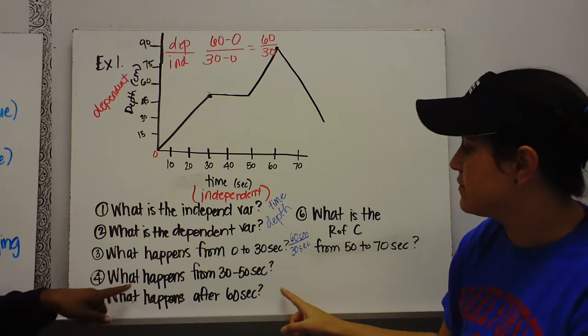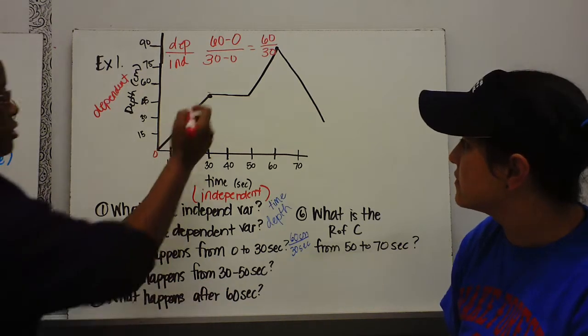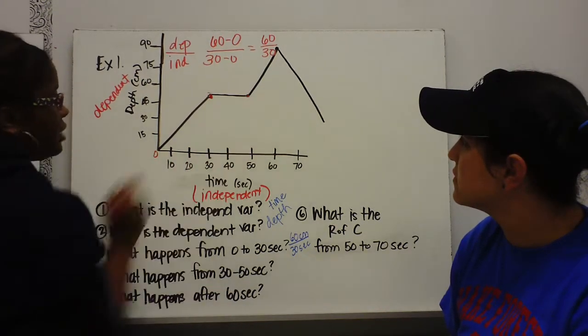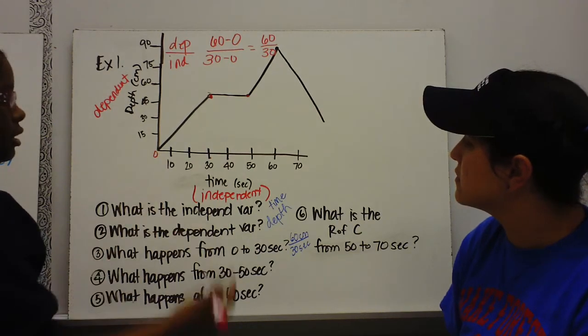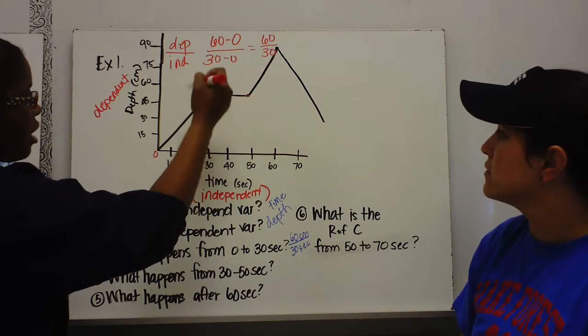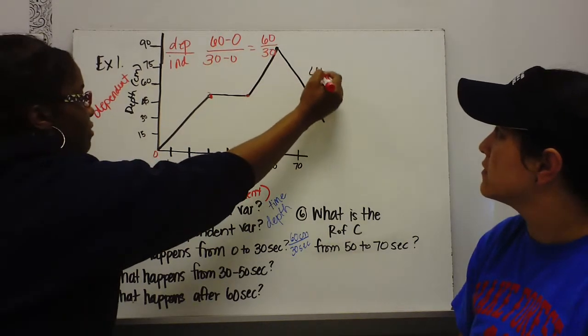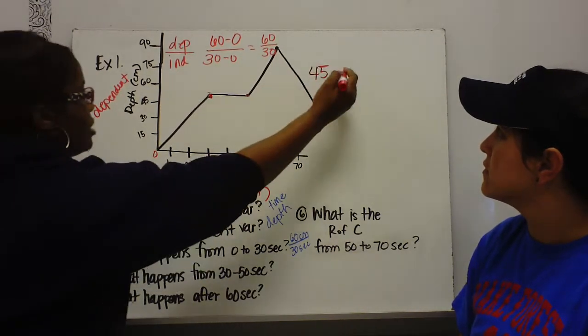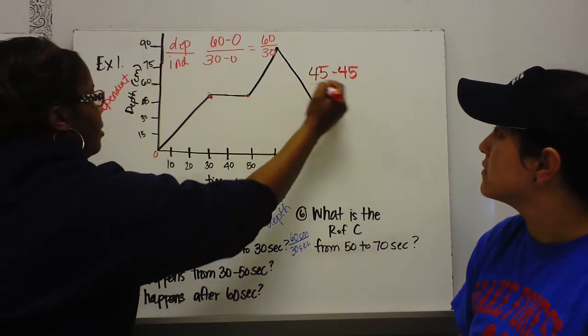All right, number 4, what happens from 30 to 50 seconds? So this is 30 seconds and this is 50 seconds. Well, we can look at our rate of change to describe what's happening. At 50 seconds, our water is at 45, and at 30 seconds, our water is at 45.